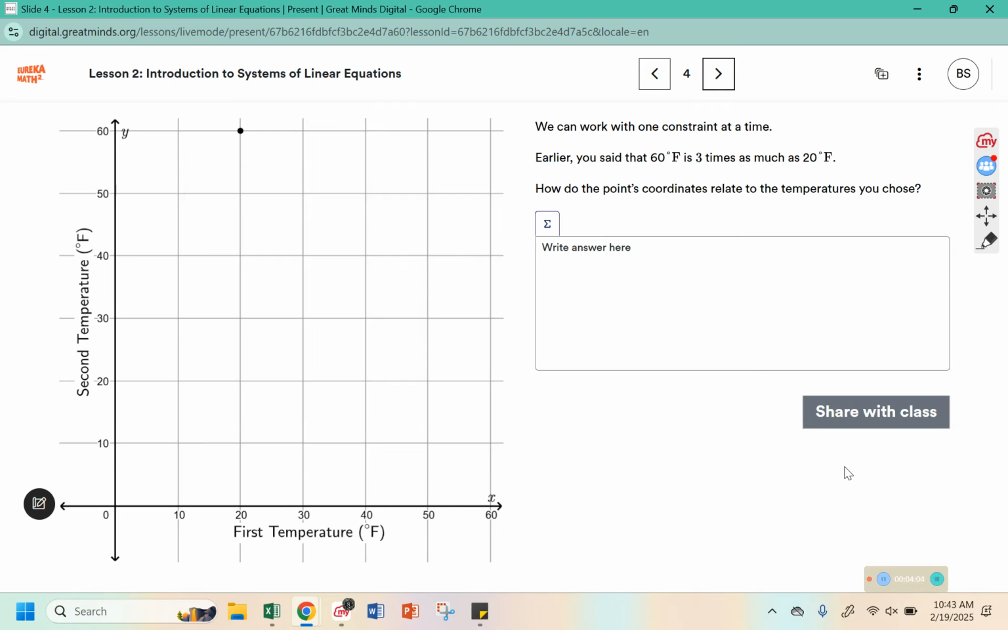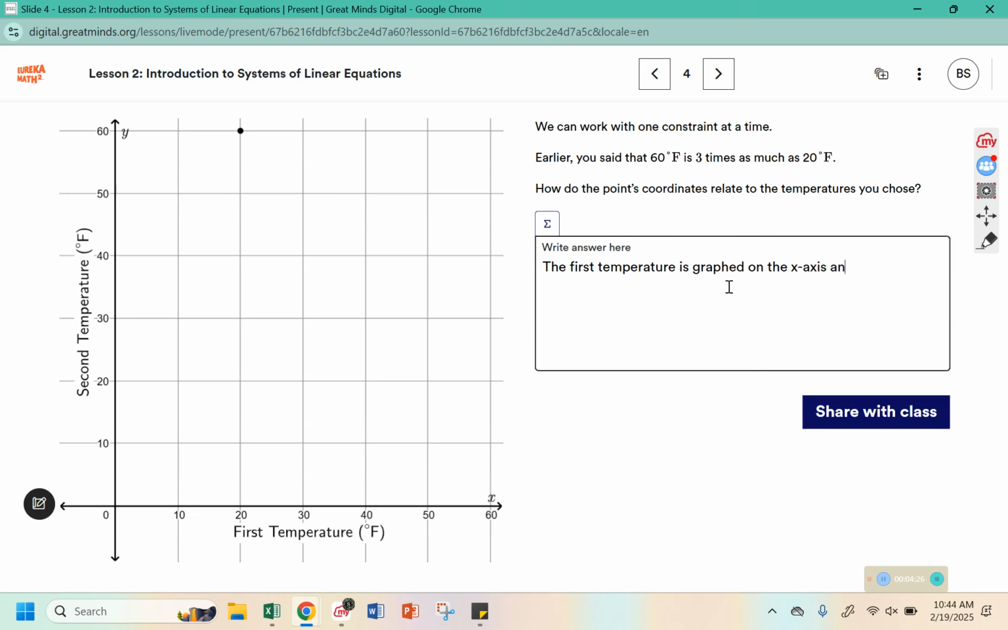We can work with one constraint at a time. Earlier you said 60 is 3 times as much as 20. How do the point's coordinates relate to the temperature you chose? The first temperature is graphed on the x-axis, and the second value is graphed on the y-axis. So it uses the point 20, 60.